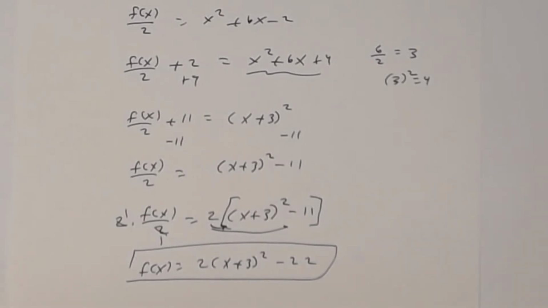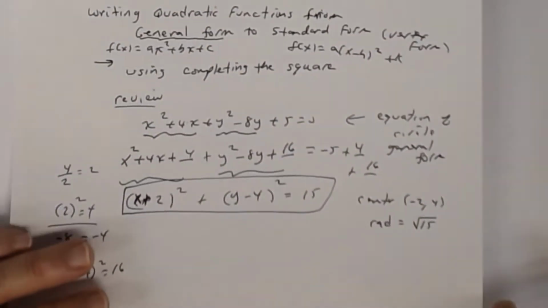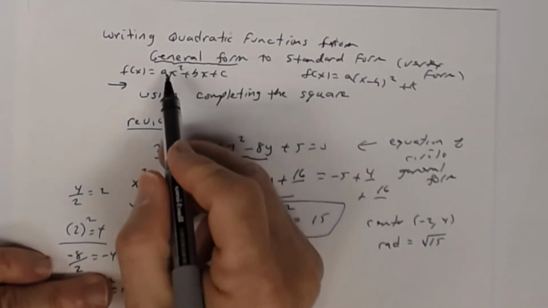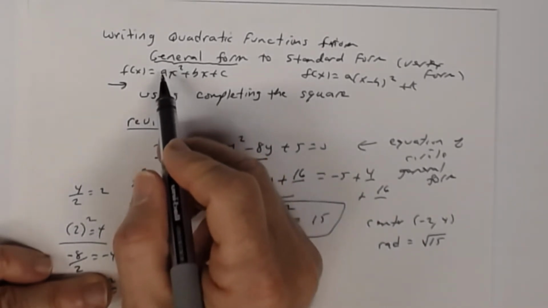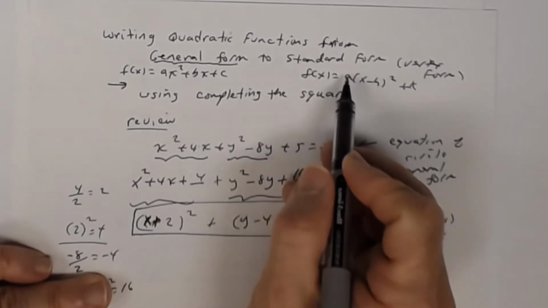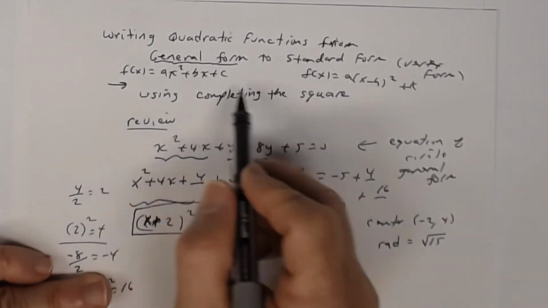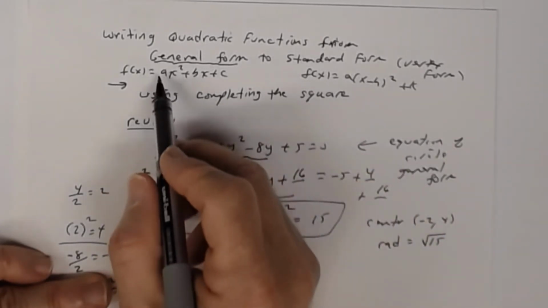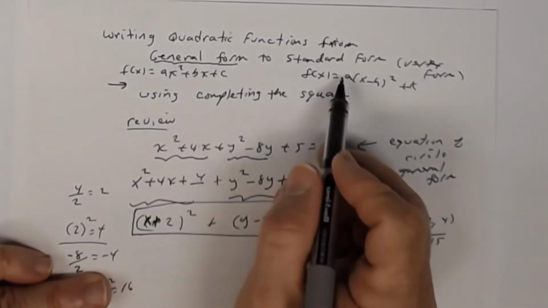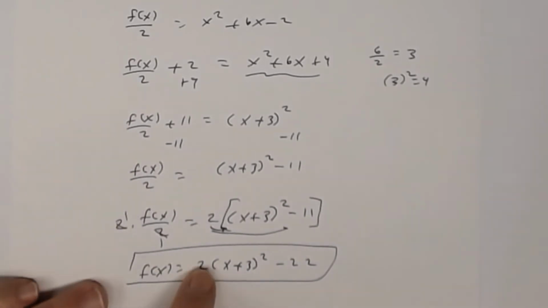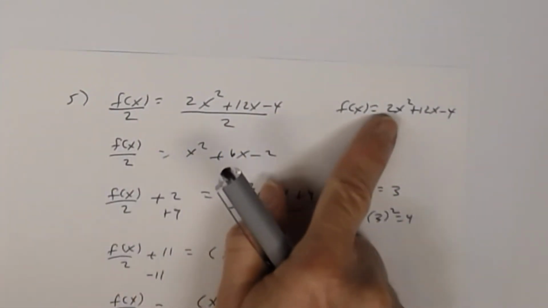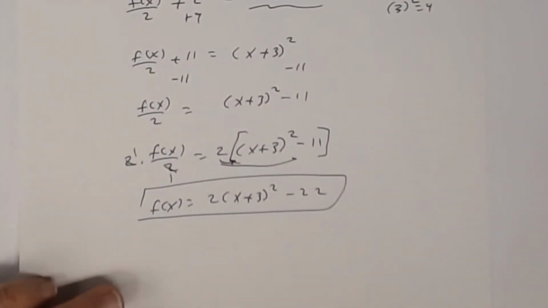Okay? And remember, that kind of makes sense because if I go back to the beginning of our lesson, you see in general form, the coefficient of x squared is a, right? Well, that a is the same as this a. So if this was a 5, then this better be a 5. If this was a negative 2/3, this better be a negative 2/3 when you're done. So this is 2, this is 2, okay? All right.